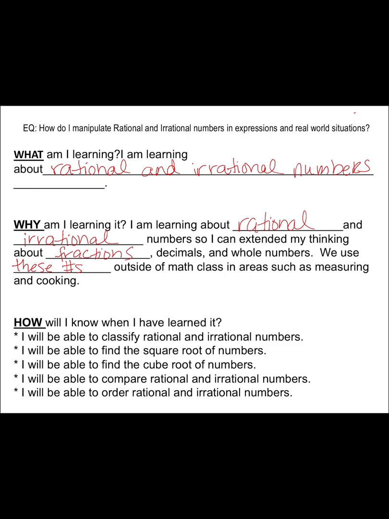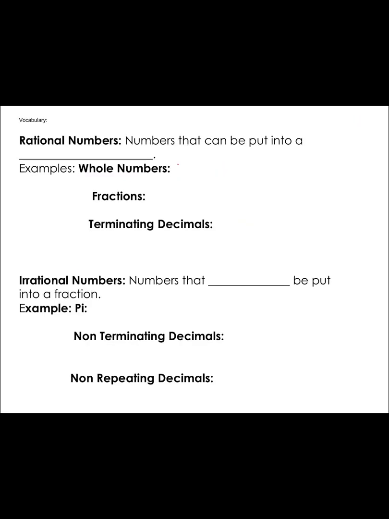How will I know when I've learned it? Well, when I'm able to classify rational and irrational numbers, when I could find the square root of a number, when I could find the cubed root of a number, when I can compare rational and irrational numbers, and when I can order rational and irrational numbers. Okay, so again, if you need to at any time, just stop the video so you could fill in your notes.